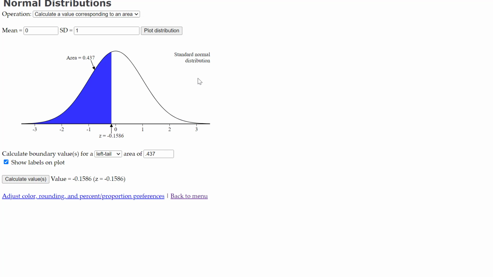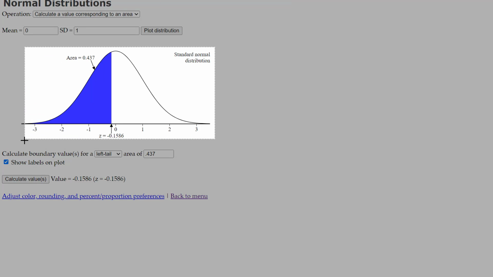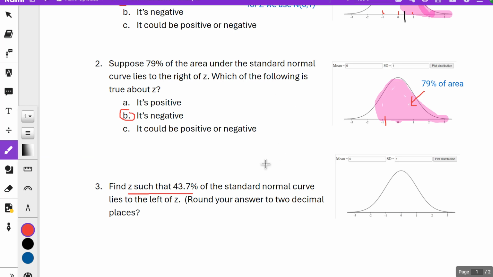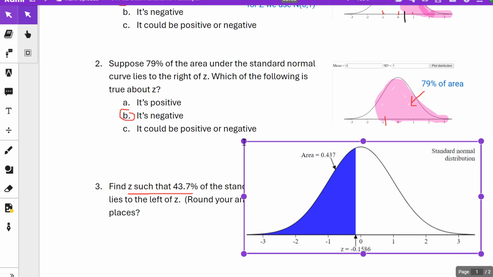And you can see, notice how it says standard normal distribution. A lot of times if I have a different mean and standard deviation, you'll see those numbers in the N. But 0 and 1 are the standards, so they don't have to show those numbers. So we'll take this little picture right here, and you can see that Z is negative 0.1586. All right, and I'll put that back in here and probably size it accordingly.